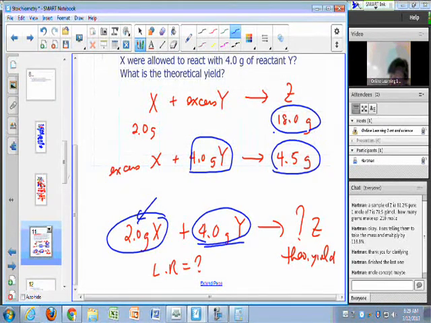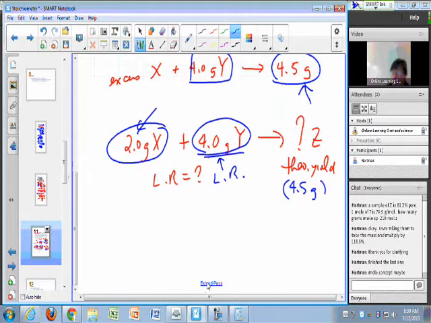So I can either make 4.5 or 18, but 18 is impossible. 4.5 is what I'll make, because by the time I make that 4.5, all of my Y is gone. So your limiting reactant here is your Y. And your theoretical yield will only be 4.5 grams of Z. Okay? By the time I make my 4.5 grams of Z, I'll be out of my Y.